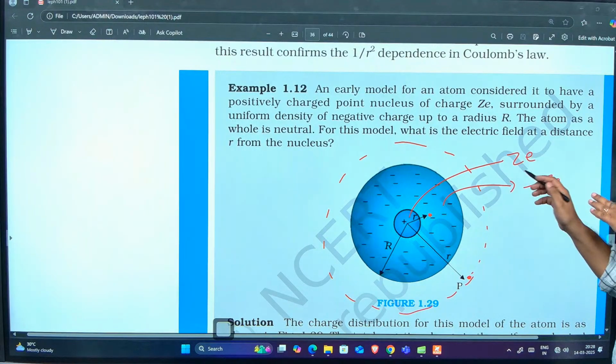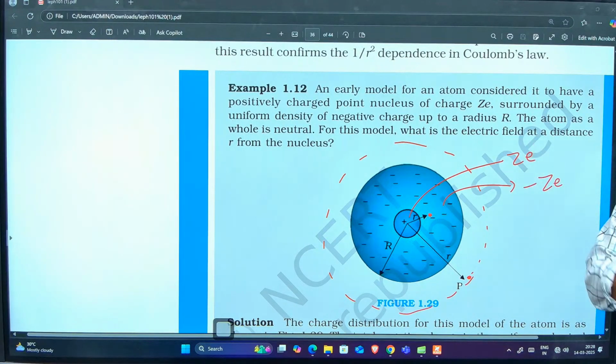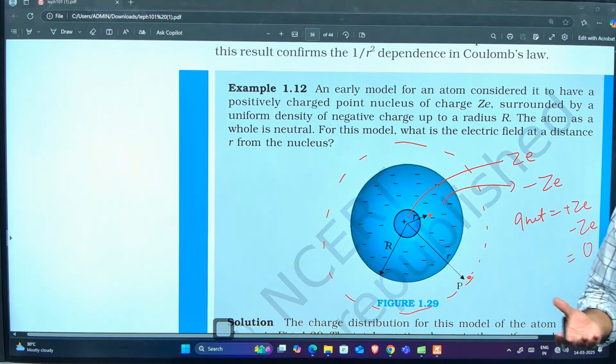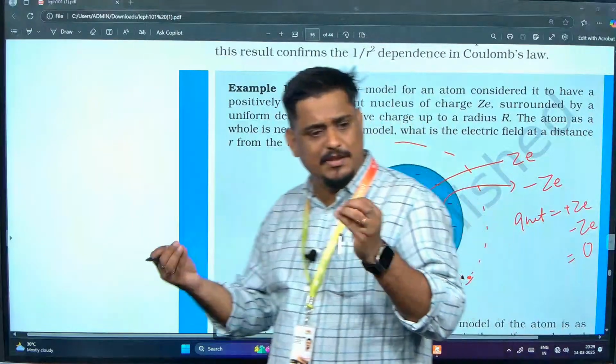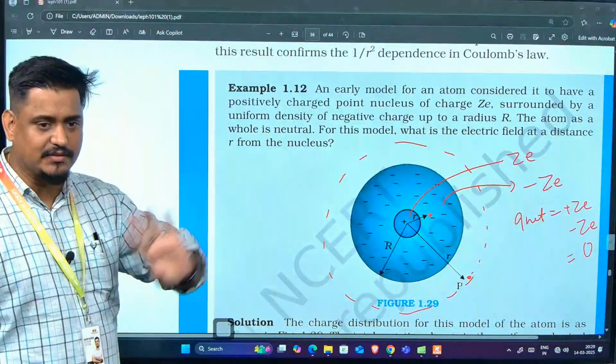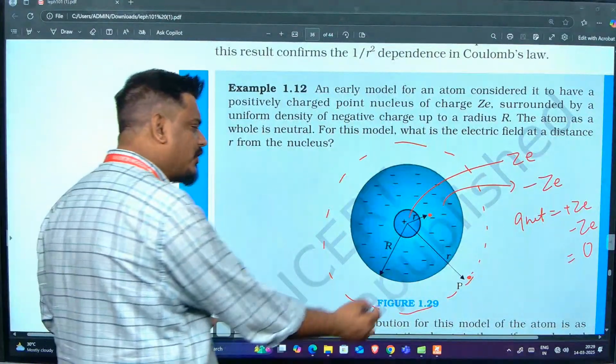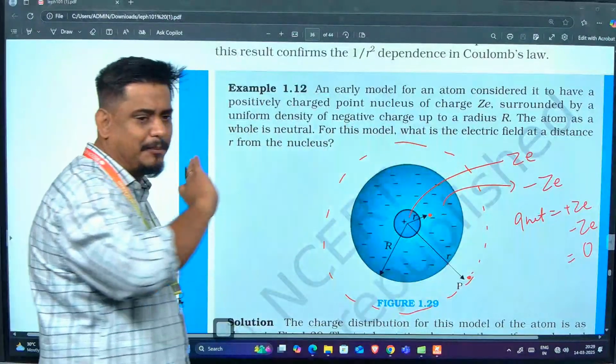So plus Ze is the total positive charge, minus Ze is the total negative charge. So what is the Q net? Q net will become equal to plus Ze minus Ze, which is going to be 0. If net charge is 0, net electric field will obviously be 0 for an outside point. It's done, simple. Outside point, or even on the surface, you can say the same thing will be happening, plus Ze minus Ze, 0.